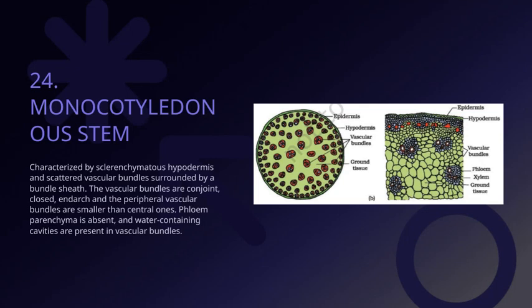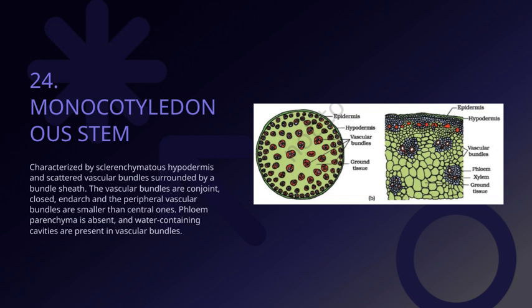It is characterized by a sclerenchymatous hypodermis, which provides additional support and protection to the stem. Scattered vascular bundles are embedded within the ground tissue, and unlike dicots, these bundles are surrounded by a bundle sheath. The vascular bundles themselves are conjoint, meaning both xylem and phloem are together in the same bundle, and they are closed, which is typical for monocots. They are also endarch, indicating that the xylem develops towards the center of the stem.